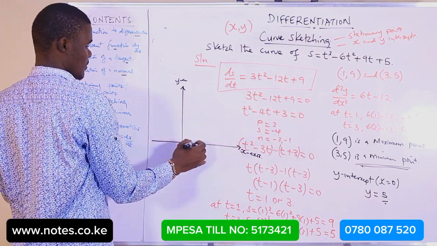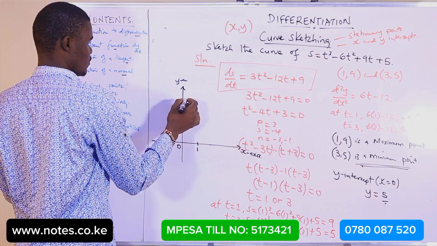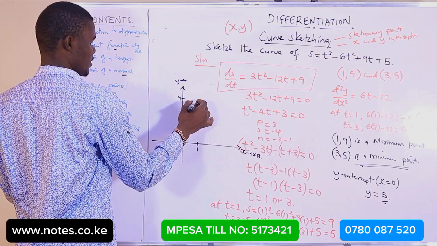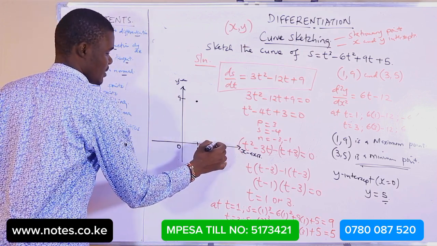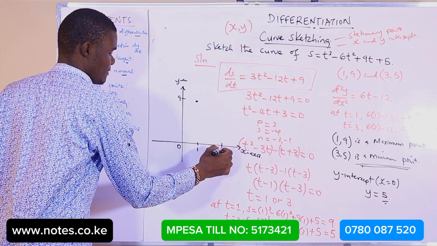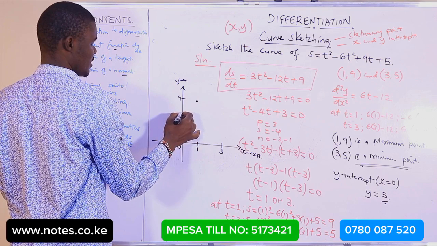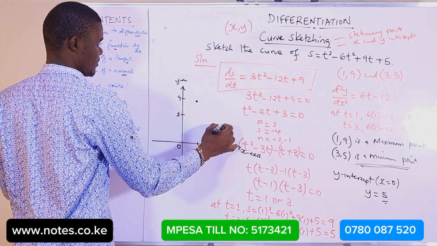We have 1, 9, so this is 1, then we can put 9 up there. So this point here, we have plotted it. 3 will be somewhere here. Let us assume 3 is there, then 5, you put that 5, it's slightly above 5. So you mark that point there.